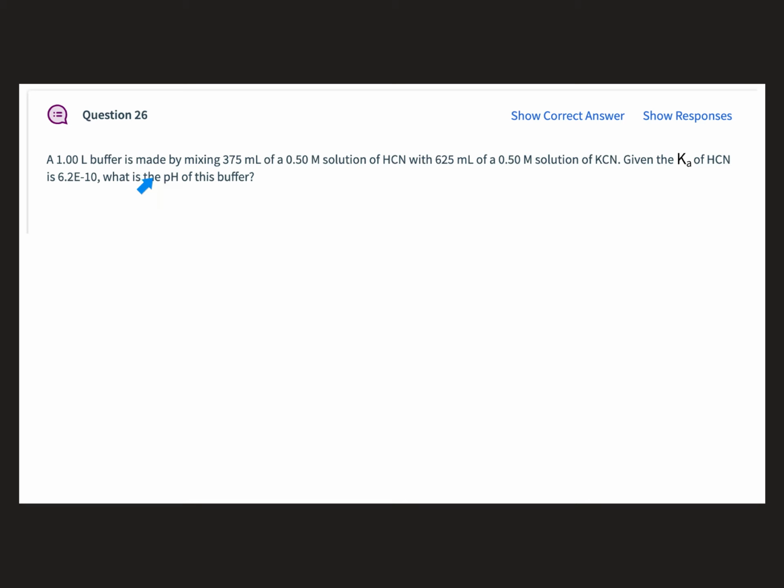So to find pH, pH is tied to the concentration of our acid and our base. And we have to find that new concentration because we're mixing these volumes together. All right, we take 375 milliliters of our acid and mix it with 625 milliliters of the conjugate base. So when we mix these two solutions together, we end up with a new solution that's 1,000 milliliters.